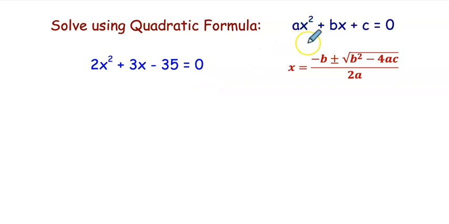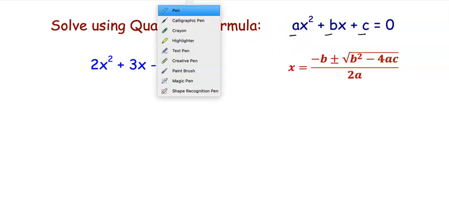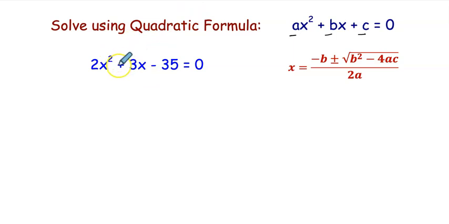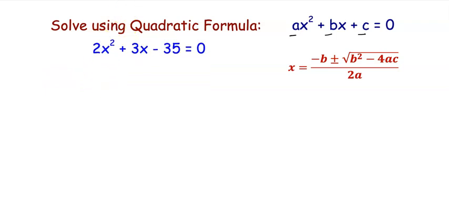In my first step, I will identify the values of a, b, c by comparing with my standard form. Alright, so let's go. a is equal to how much? This is a, right? Then b is 3, c is negative 35. So I'll write down a is equal to 2, b is equal to 3, and c is equal to negative 35.